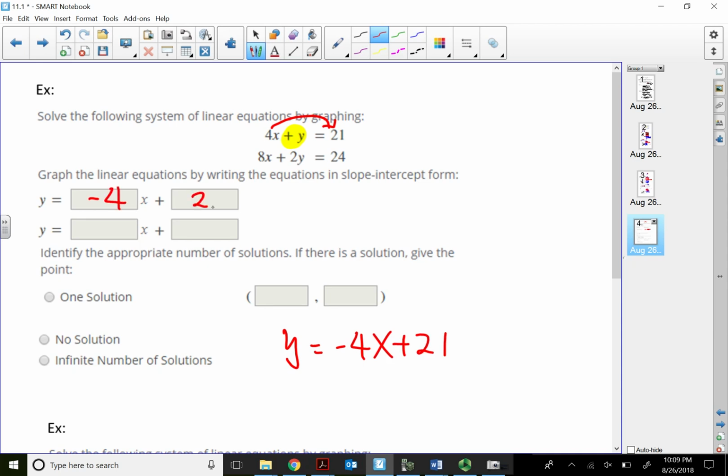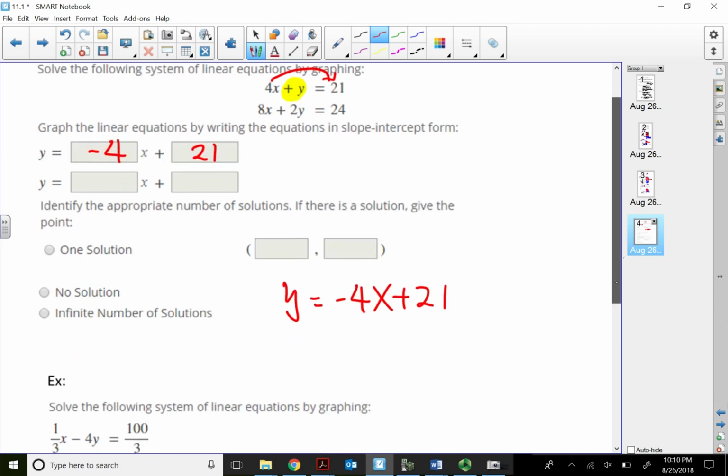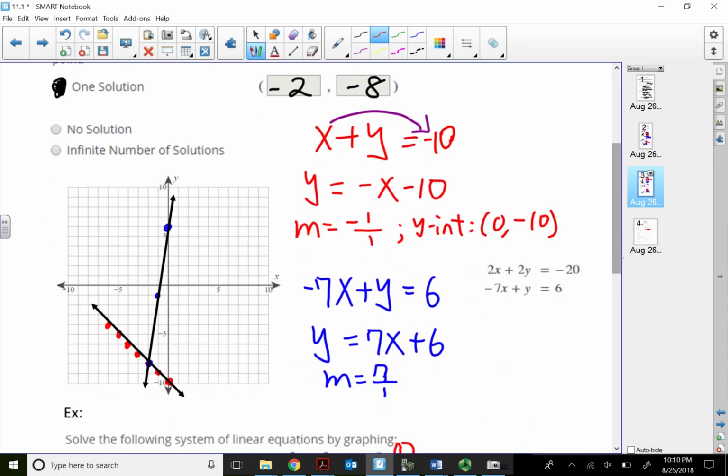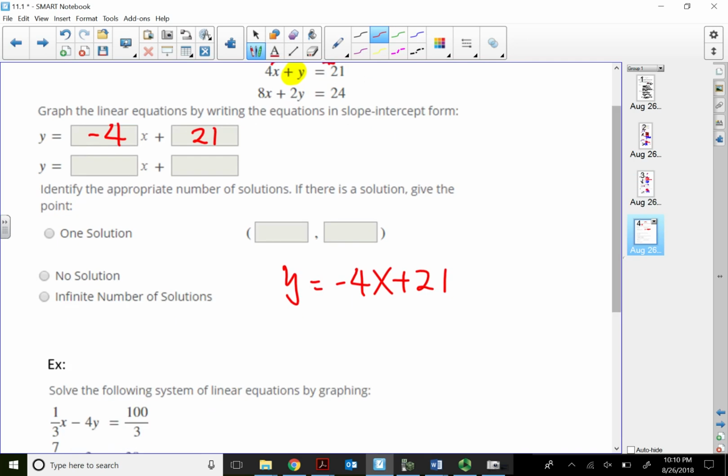-4x plus 21. So this problem, I really cannot graph, because what you notice is the graph that the Hawkes Learning provides is only from -10 to +10 for the x direction and the y direction. So in this problem, I really cannot graph by hand. All right, second one, do you see the second line?